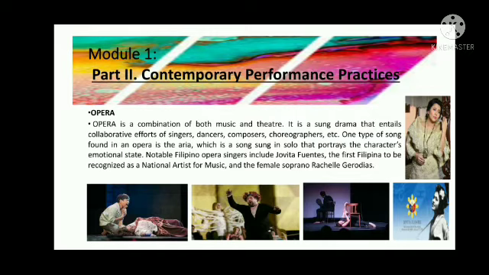The English word opera is an abbreviation of the Italian phrase opera in musica, a work in music. It denotes a theatrical work consisting of dramatic text or libretto, or the booklet, that has been set to music and staged with scenery, costumes, and movement. One type of song found in an opera is the aria, which is a solo song that portrays the character's emotional state.